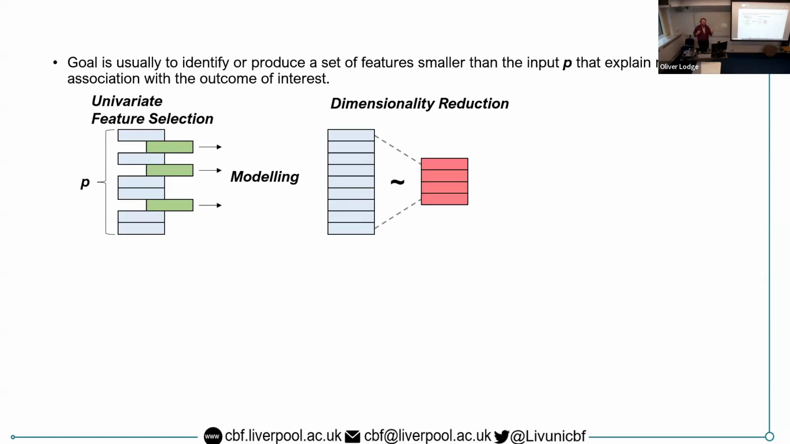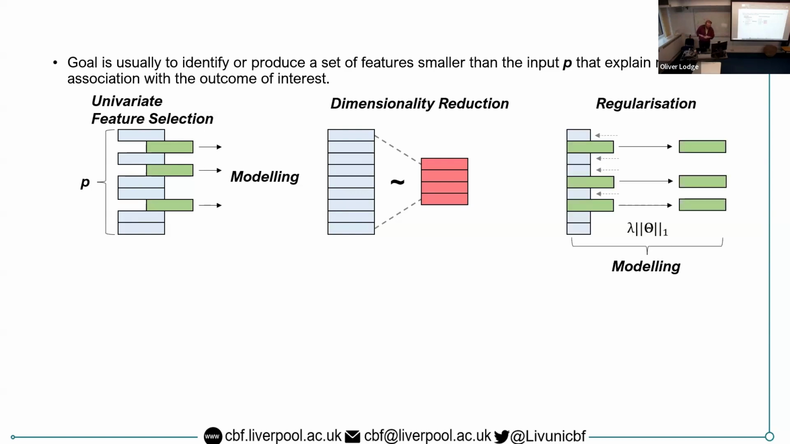Another common thing would be something like dimensionality reduction. This is when you take a set of features and you're transforming them into a lower dimensional space, with the idea that you lose interpretability in these features, but you retain as much information as possible about the initial features you had previously.